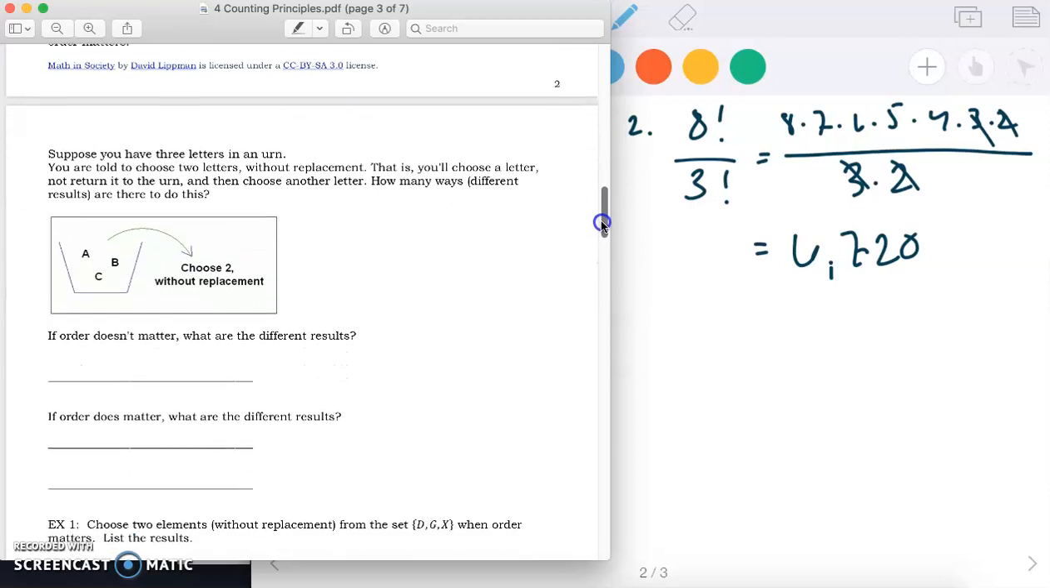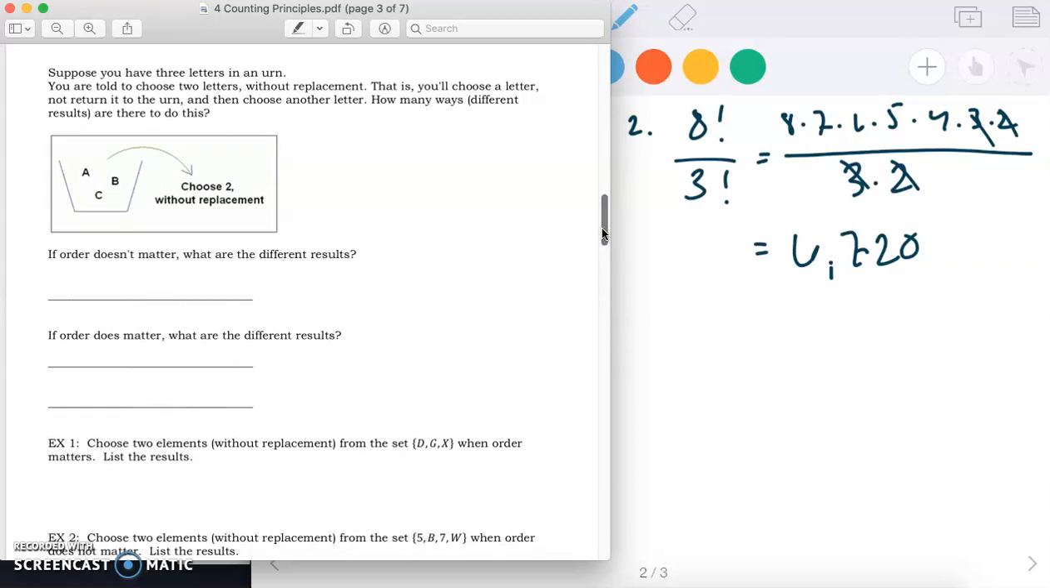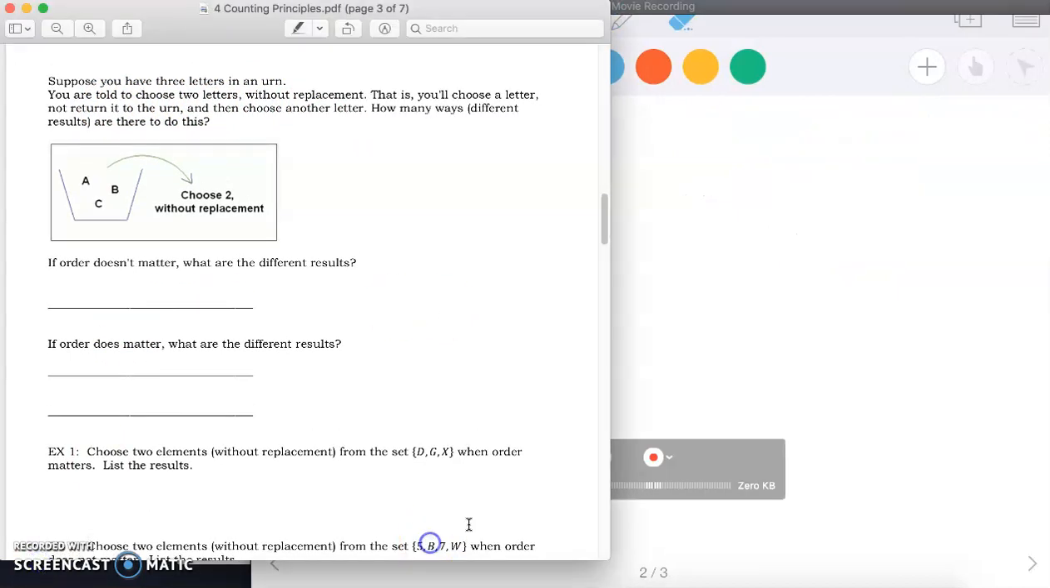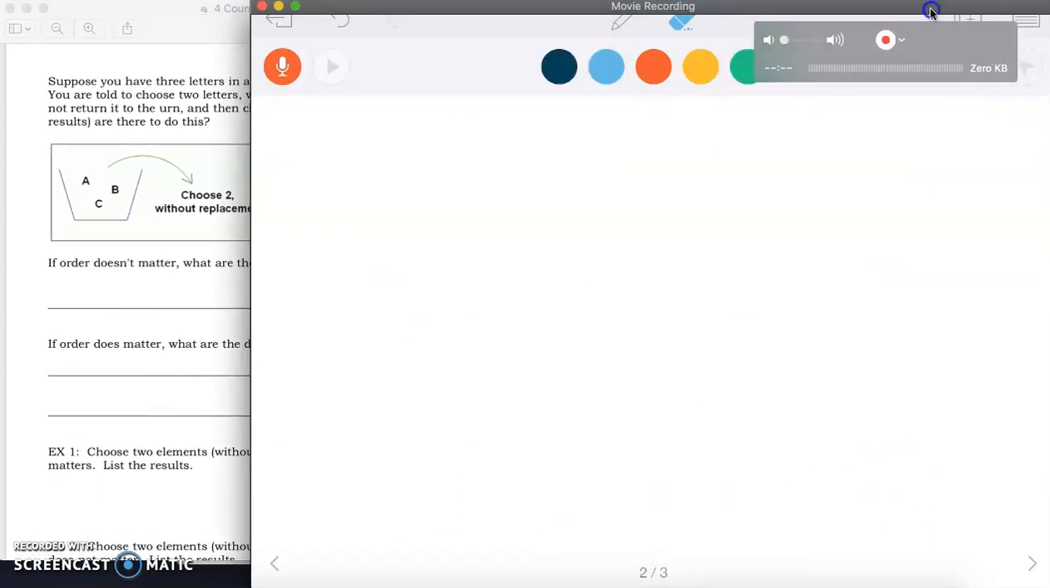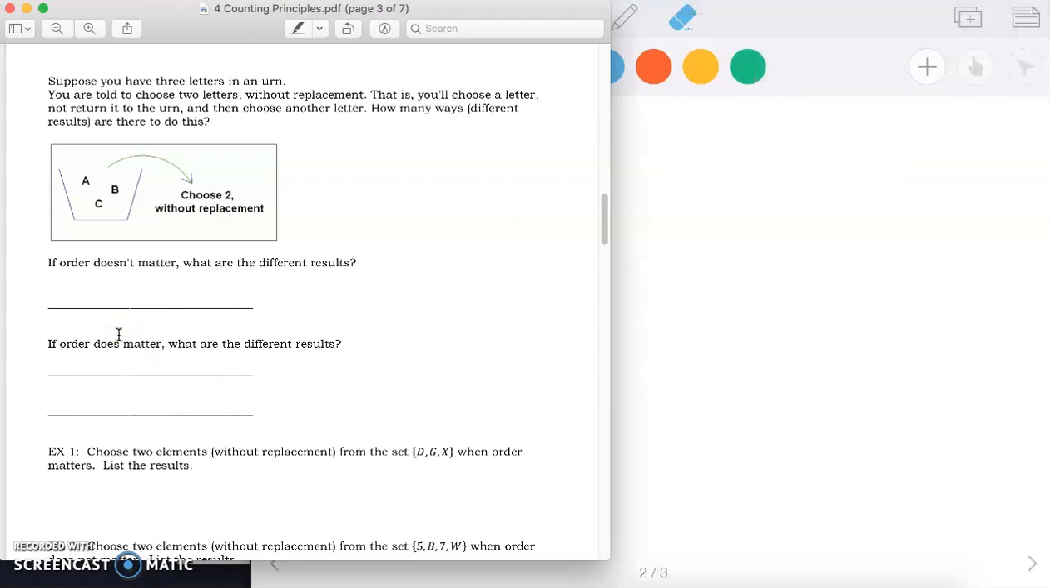So suppose that you have 3 letters in an urn. You are told to choose 2 letters without replacement. That is, you'll choose a letter, not return it to the urn, and then choose another letter. How many ways, different results, are there to do this? So let's just take a look and see what we've got. So remember, we've got A, B, and C, right? So let's see if we were doing it.